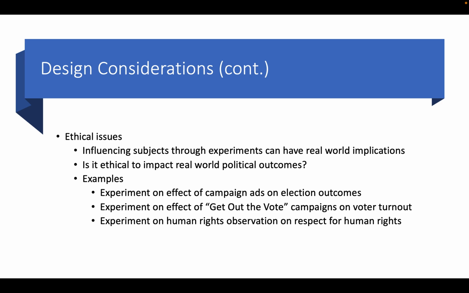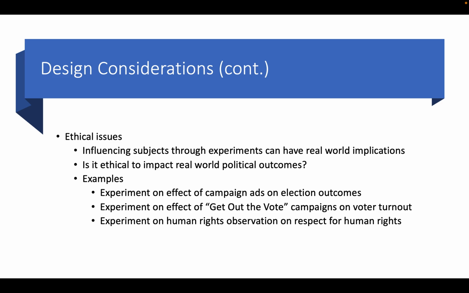We also should consider ethical issues. In experiments, we're manipulating subjects. Depending upon the type of manipulation, that can have real-world implications. In other words, is it ethical to have an effect on real-world political outcomes? So we could experiment on the effect of campaign ads during election campaigns and see how they affect election outcomes. Well, that's a bit of manipulation of a real-world activity, an election campaign. We can experiment on the effect of the Get Out the Vote drive campaigns to increase voter turnout on voter turnout itself.